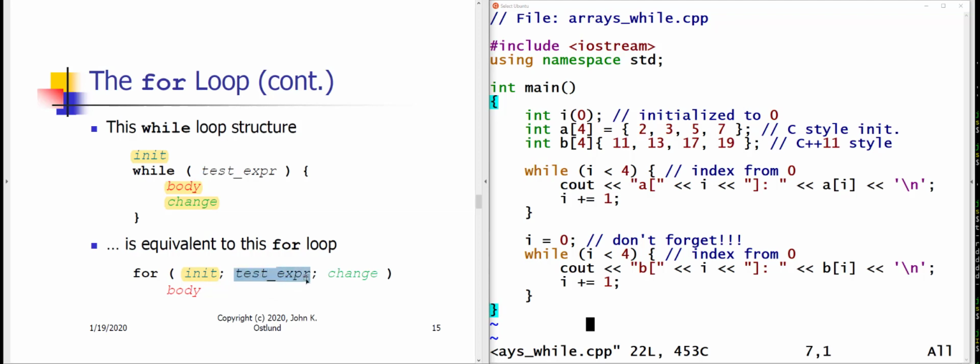Then you have the test, which is the same as the test that you would have for the while. If the test succeeds, the body of code is performed. After the body of code is performed, the change expression is performed. Once the change expression has been performed, we reevaluate the test expression. If it's still true, we do the body, change, test, body, change, test, until eventually, we hope, the test becomes false, at which point the for loop is over.